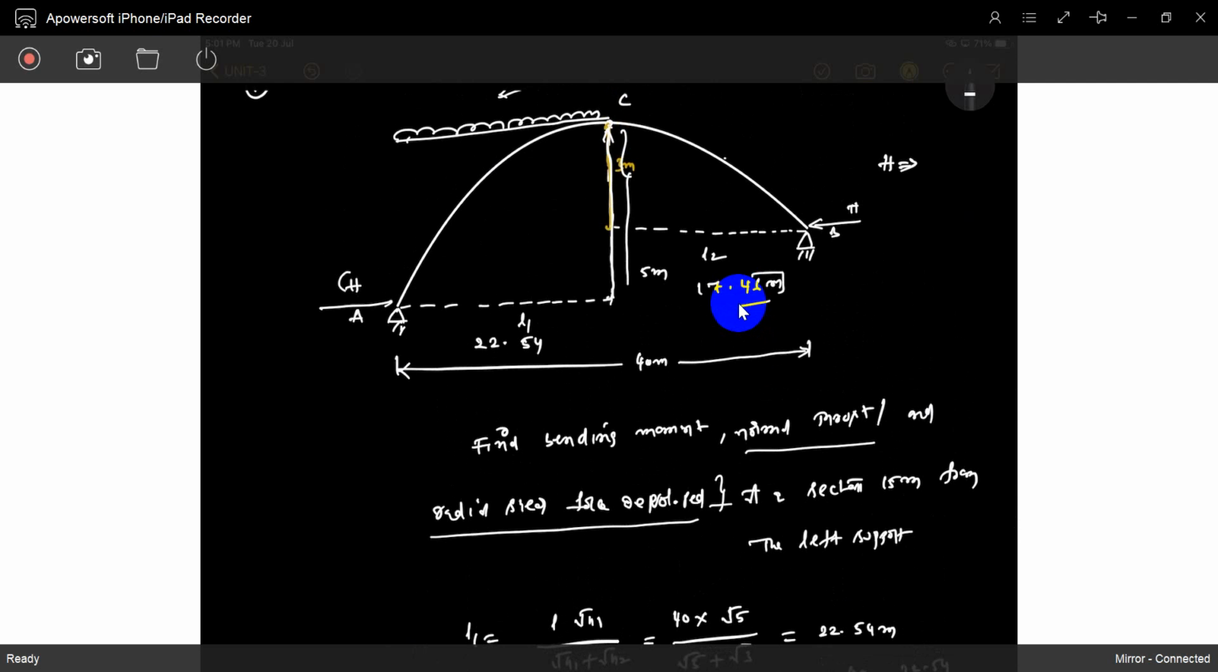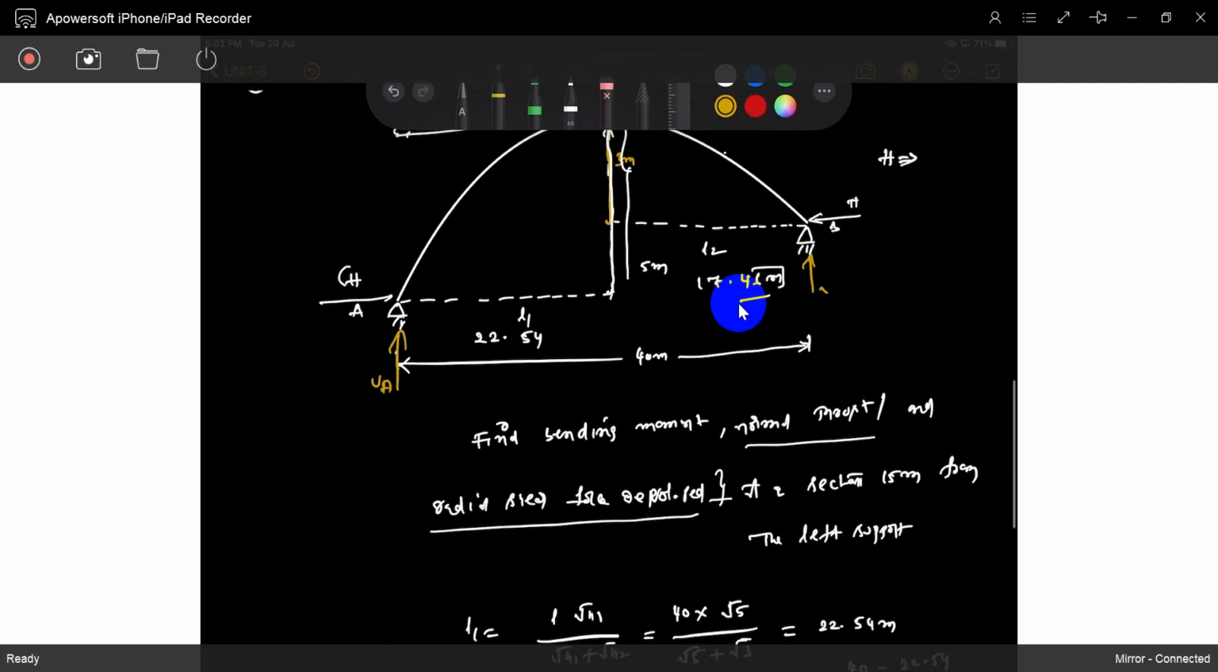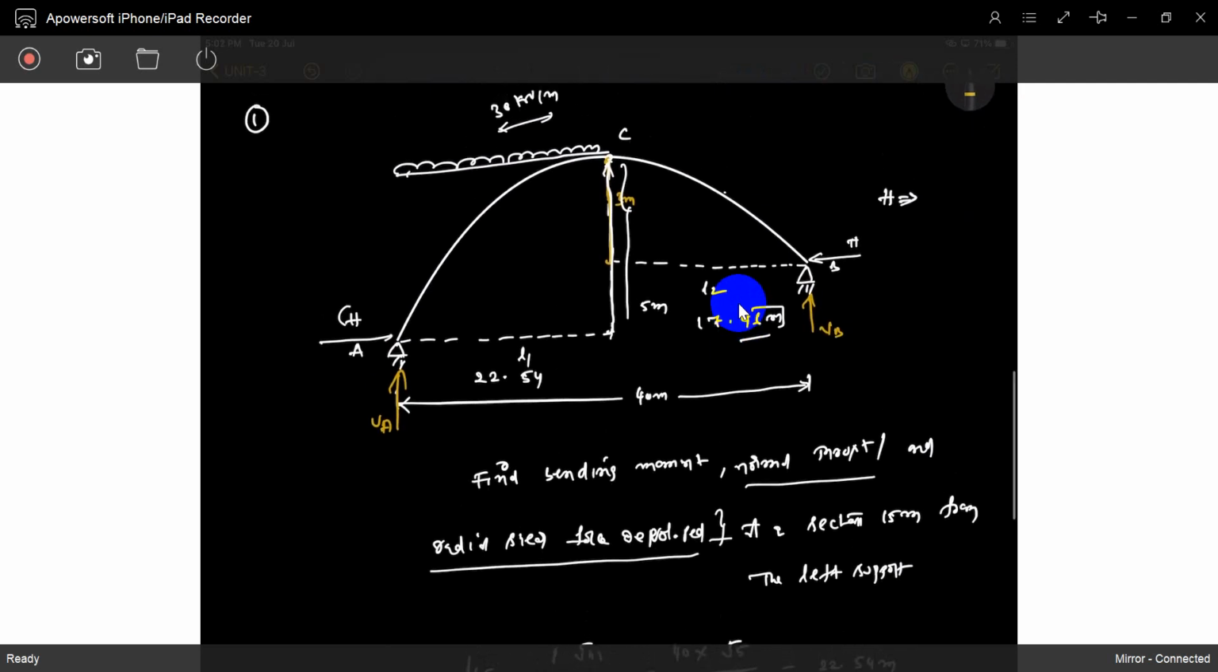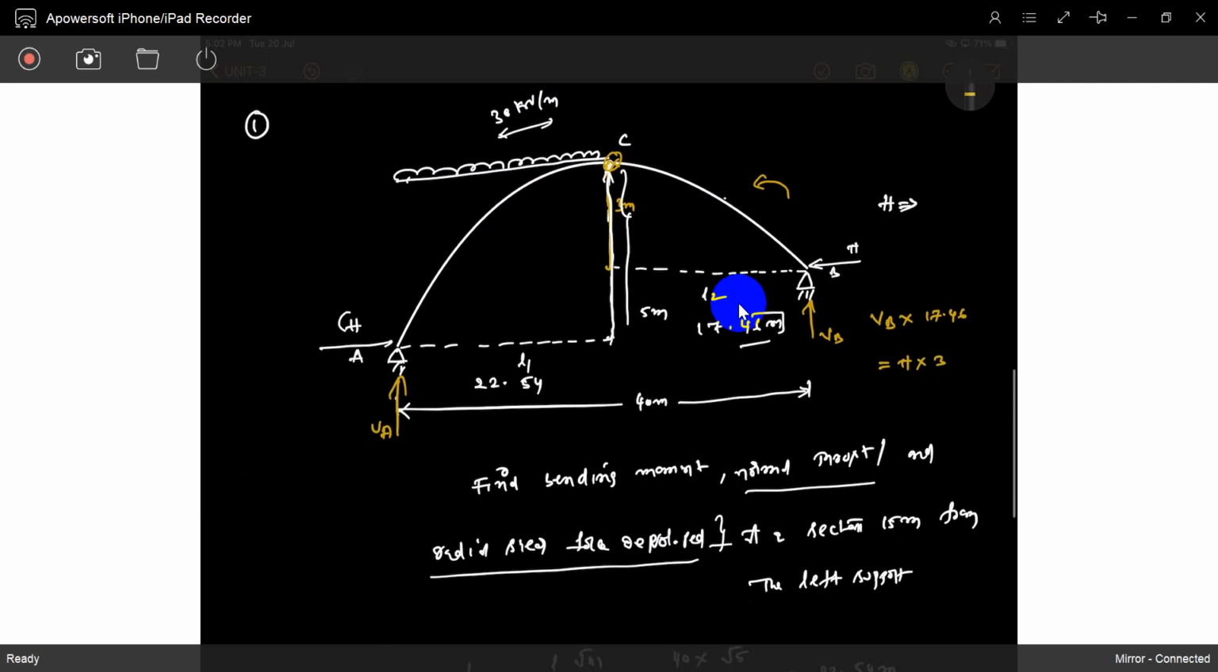Now you can find the vertical reactions, VA and VB. Take moments about C from the right side, because there is no loading there. The equation is VB multiplied by 17.46 equals H multiplied by the height 3. So H equals VB into 17.46 divided by 3, which is 5.82. Now we have one equation.